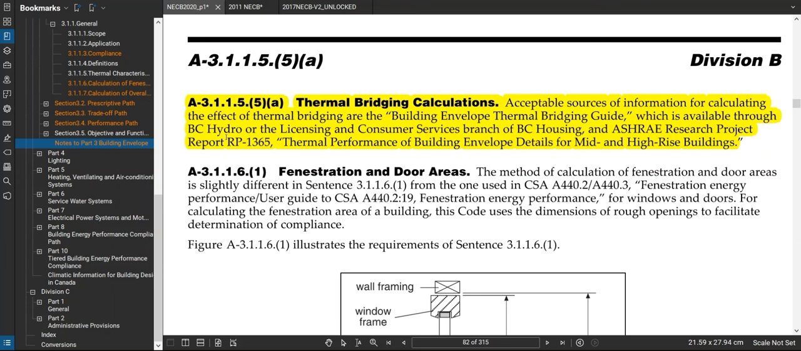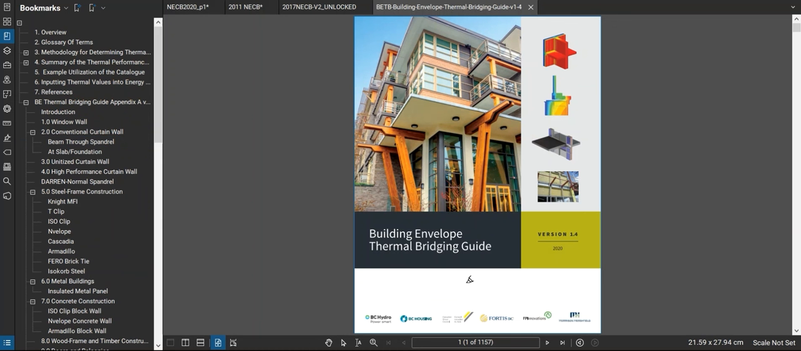So if we open up this BC Hydro document, they've actually tested a whole bunch of very, very common wall assemblies and curtain wall assemblies and roof assemblies and all kinds of stuff, basically. And so you could use that guide to figure out, well, what is my effective RSI value through that wall. So the effective would be including all those clips and rails, for example. And this is a free document, you can get off the internet.